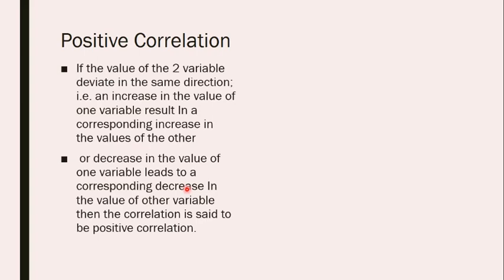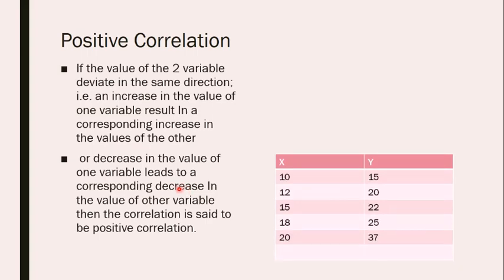Now I will give an example. Let x and y be our two variables. As you can see here, the values of x are 10, 12, 15, 18 and 20. It is a clear increase over here. And let's see what the corresponding y values are: 15, 20, 22, 25 and 37.